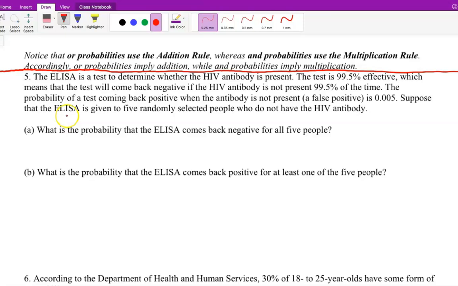Suppose that the result is given to 5 randomly selected people who do not have the HIV antibody. So this is who do not have the HIV antibody. Part A, what is the probability that the ELISA comes back negative? So here is negative for all 5 people.